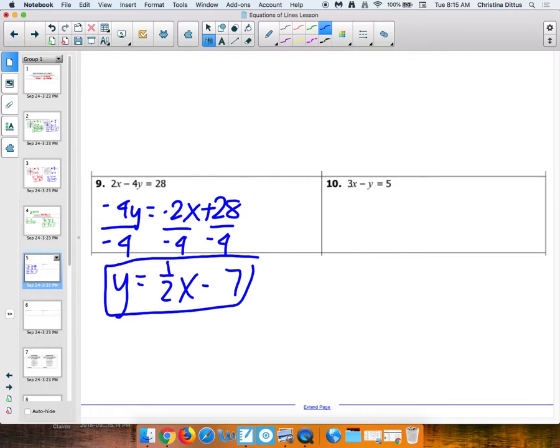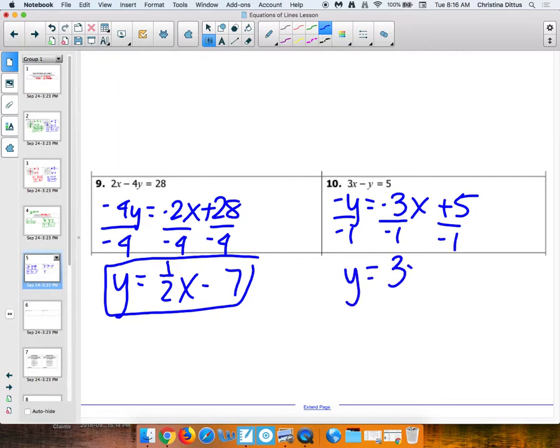What do I do in 10? Subtract 3x. So I get negative y equals negative 3x plus 5. Then what? Divide by negative 1. So all we're doing is changing the sign. So y equals positive 3x minus 5. Questions there? Okay, you try 11 and 12, then we'll check.